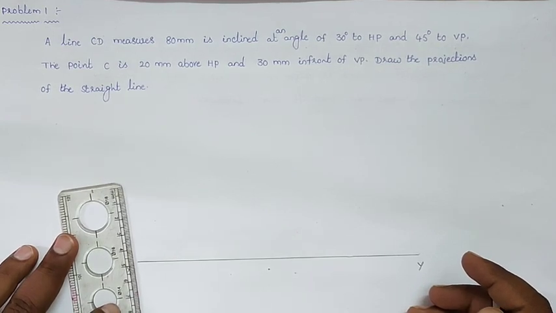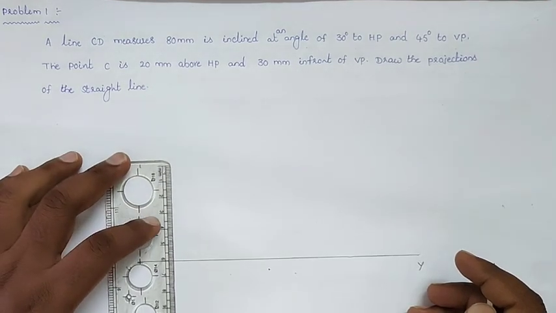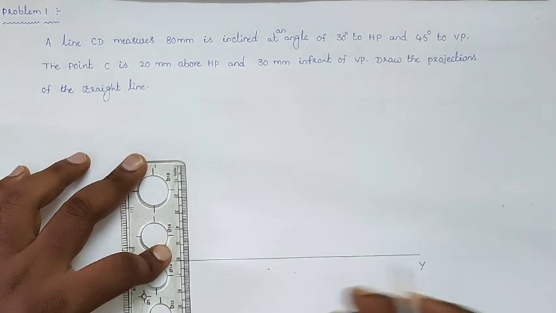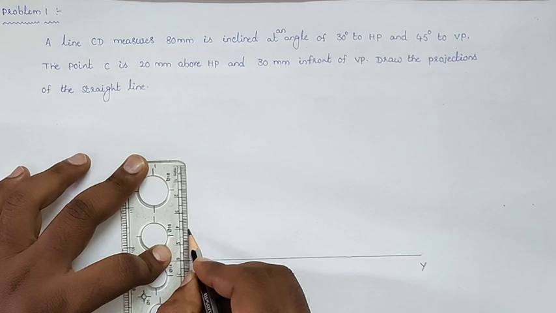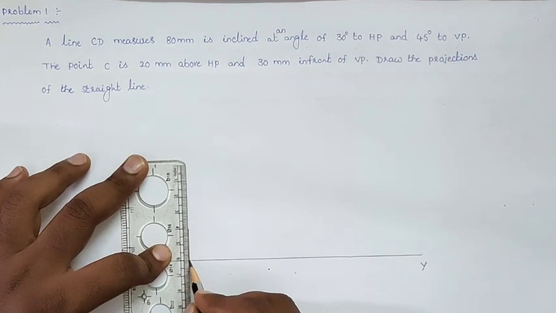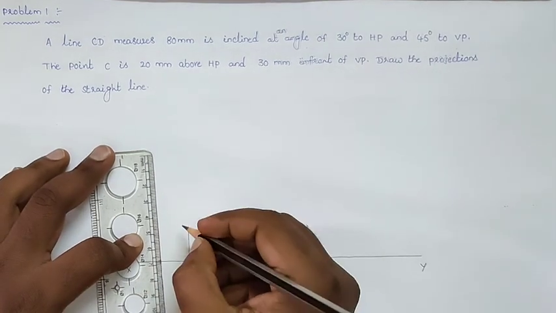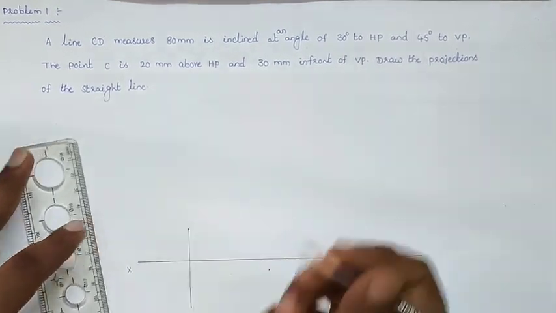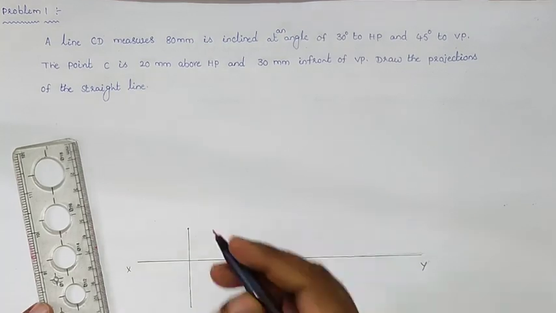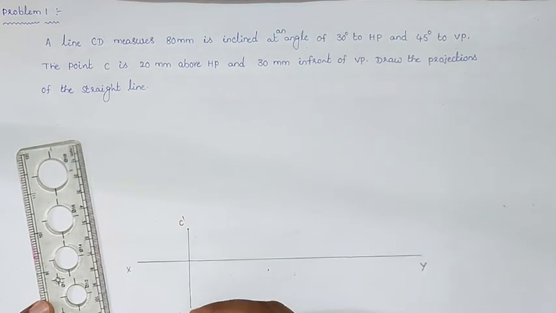The point C is 20 mm above HP and 30 mm in front of the VP. Take 20 mm above the reference line and draw the front view of point C, and 30 mm below the reference line you can draw the top view of point C, as C dash and C.